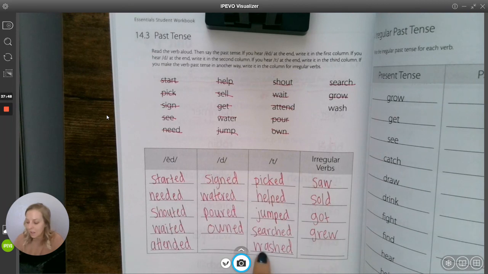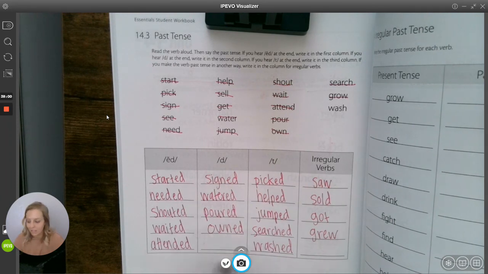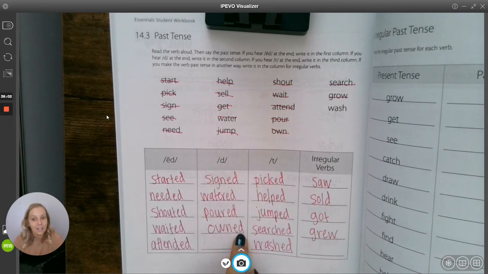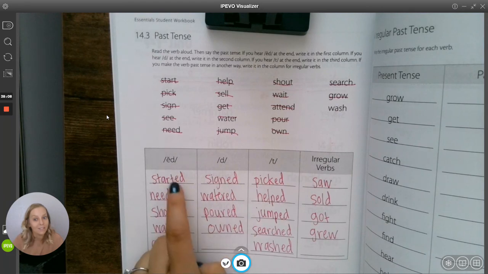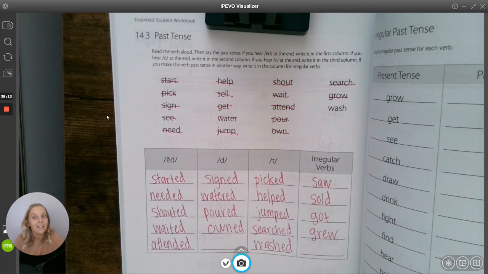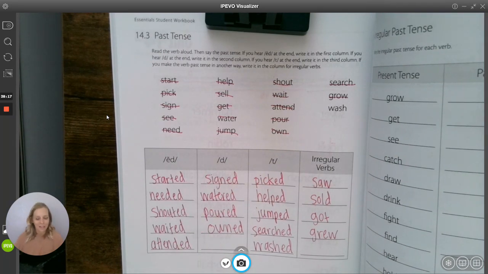So let's look at that. So wash, sh is unvoiced, so it's making the T, the unvoiced sound. Own is voiced. So ed here is saying the voiced sound, D, owned. And then remember, here the base word has to end in a T or a D. And that's why it says ed. Spelling's kind of cool sometimes.